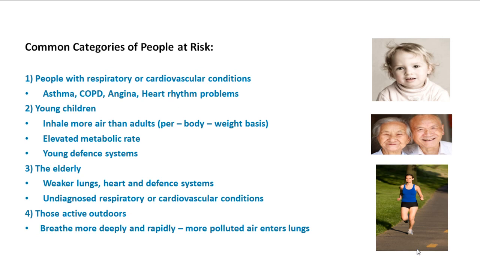People with respiratory or cardiovascular conditions, young children, and the elderly are all examples of categories of people at risk from air pollution. You'll see in this list some of the examples of the health effects that can be experienced by those people. As well, there's a fourth category of those who are active outdoors, and they often tend to breathe more deeply and rapidly when they're exercising, and there's the potential for more pollution to enter their lungs. Hence, another reason for exercising away from highly trafficked areas.